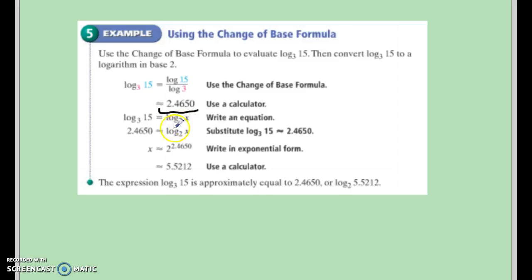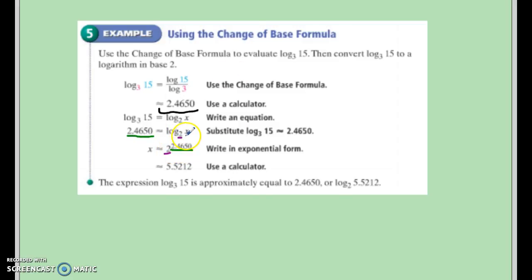So now I want to write an equation, because now I'm told to convert it to a log in base 2. So I know I've got log base 3 of 15 equals log base 2 of x. And again, I'm trying to find x. So I can substitute for log base 3 of 15 the 2.4650, which I found above using the change of base formula. And then I can simplify by writing this log in exponential form. And so my base, which is this base 2, is my base here. The stuff that's on the other side becomes my exponent.